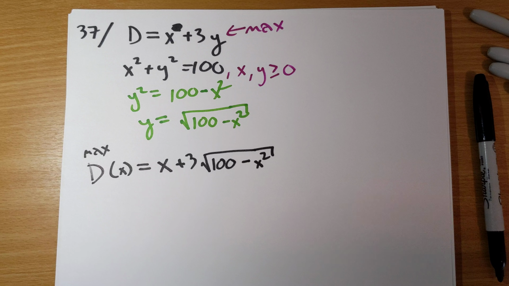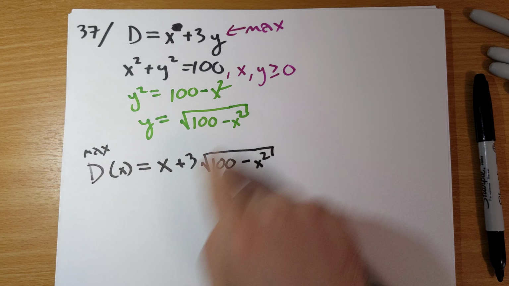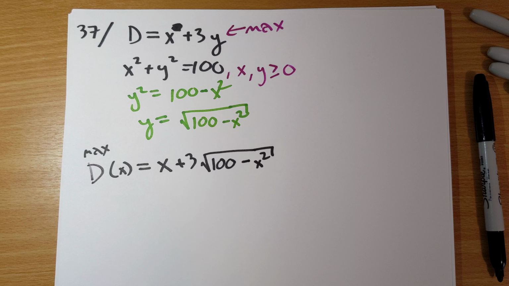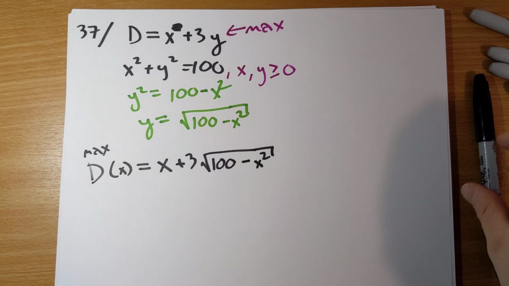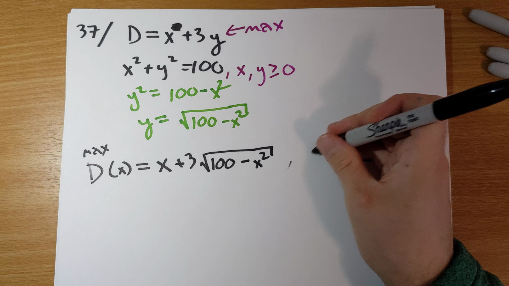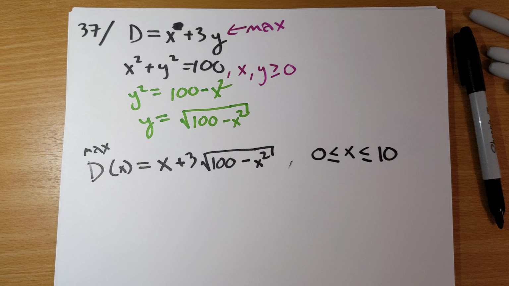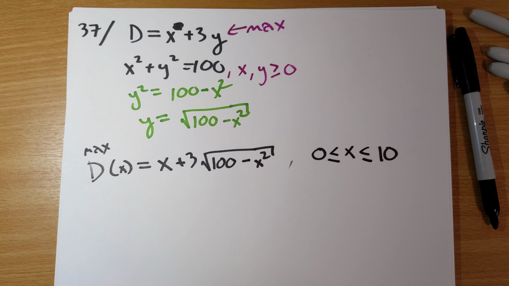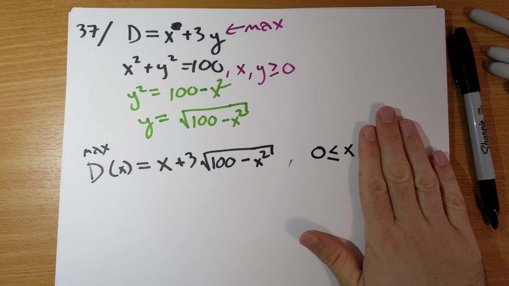Okay, so we want to maximize this. What are the bounds here? What's the interval we can maximize on? So we're told x and y have to be non-negative. And so a little thought should convince us that the bounds here is that x has to be between 0 and 10. So x certainly has to be greater than or equal to 0. X has to be non-negative.